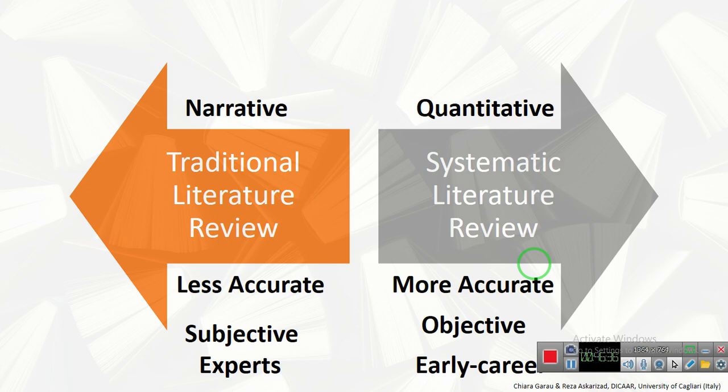But in systematic literature review, we cannot exclude any article because systematic literature review should be reproducible. What does it mean? It means that any other researchers except you, when they do and conduct your literature review, they should reach your results as well. So that is why we can say that systematic literature reviews are reproducible.